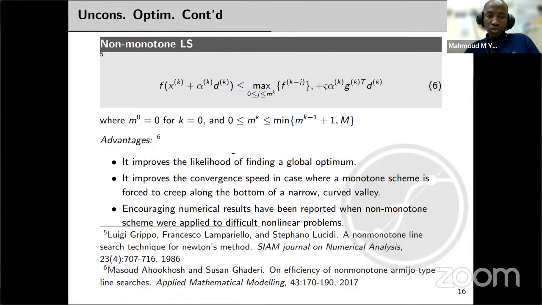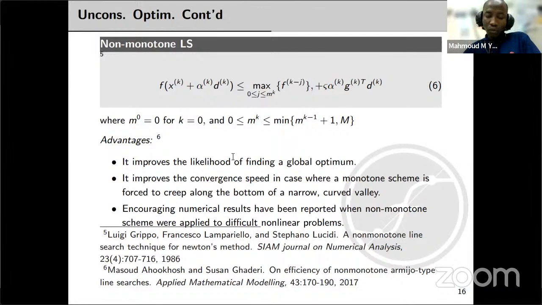This is stated in equation number 6, whereby M naught is equal to 0 when the iteration counter is 0. And this M, normally people call it a memory. It is bounded by a positive parameter, let's say that parameter is set to be M. This happens to be one of the interesting line search approaches that people have come up with in the literature. It has a reasonable number of advantages, which are outlined here.